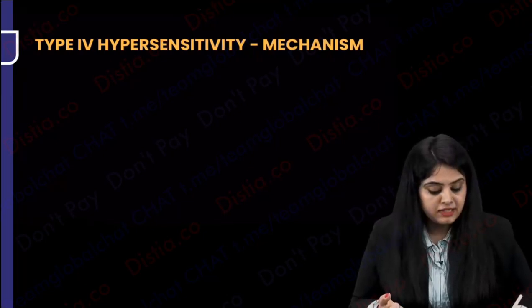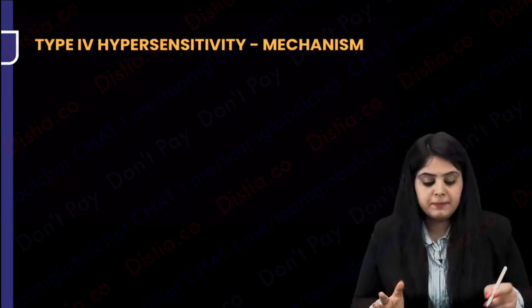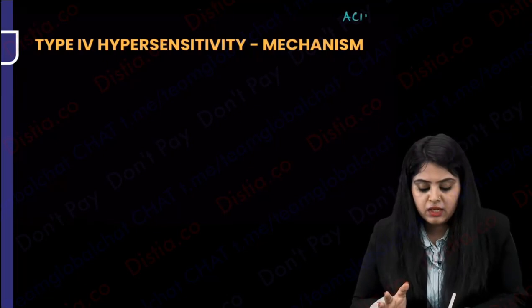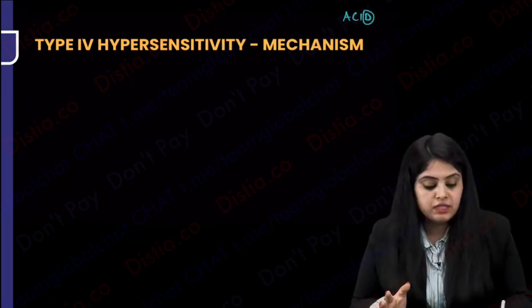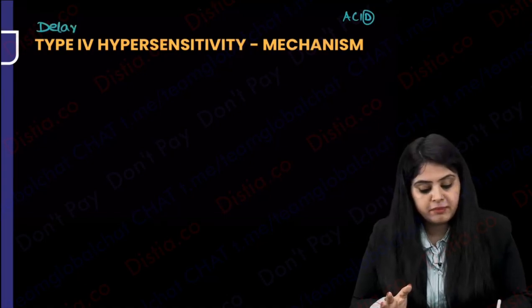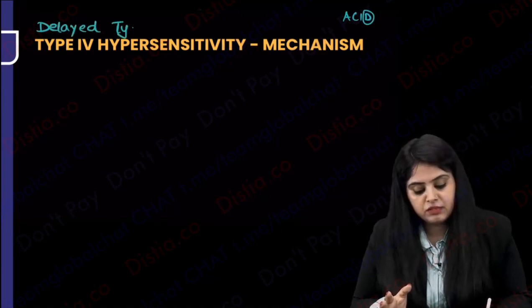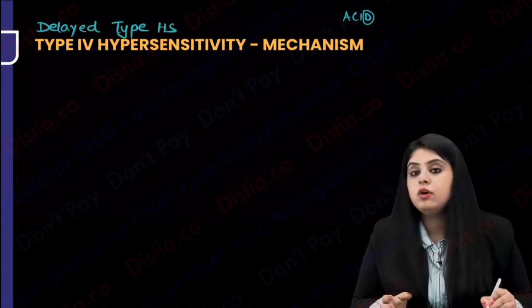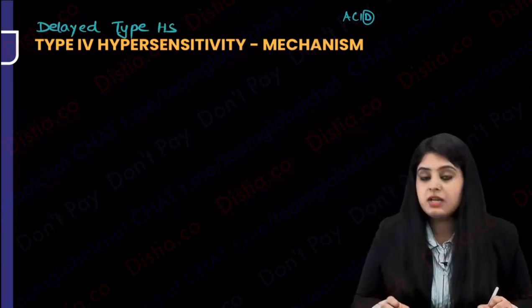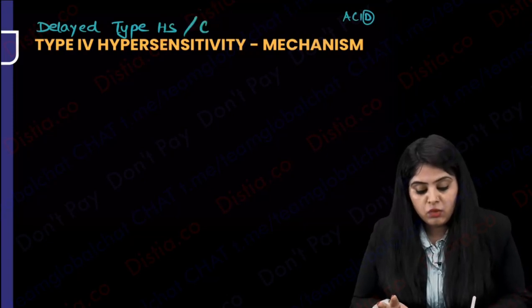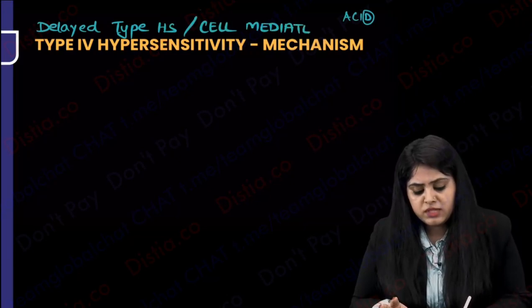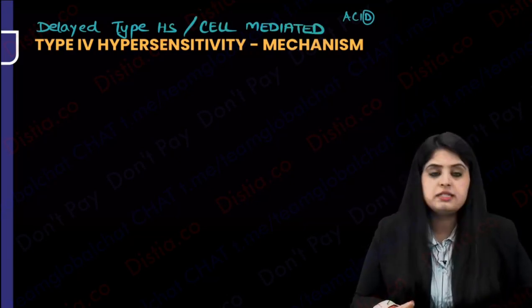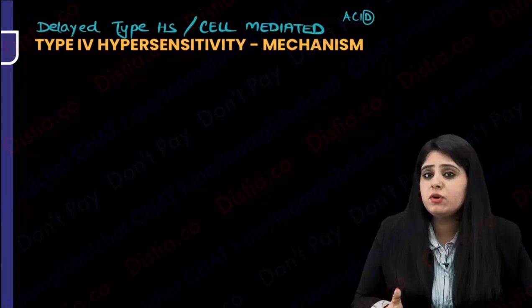Okay, when I say type 4, do you remember where I have come from? From that ACID mnemonic. What was type 4? This was a delayed type of hypersensitivity, point number 1. And point number 2, this was the only one which was cell mediated. Rest, whatever I have spoken, look at this. In type 1 hypersensitivity, I told you which antibody? IgE. So type 1 was antibody mediated.